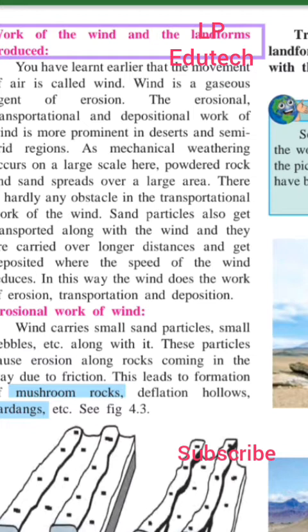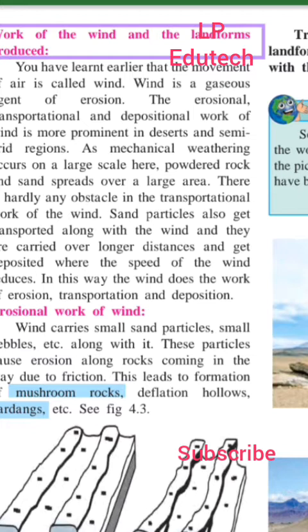Now we have been learning about lesson number 4 of Geography, Exogenetic Processes, part 2, standard 10. In the first part of the same lesson we learned the erosional, depositional and transportation work done by river as well as the glacier. Now in this part we are going to learn about the erosional work of the winds and the landforms produced by it. So let us begin with it.